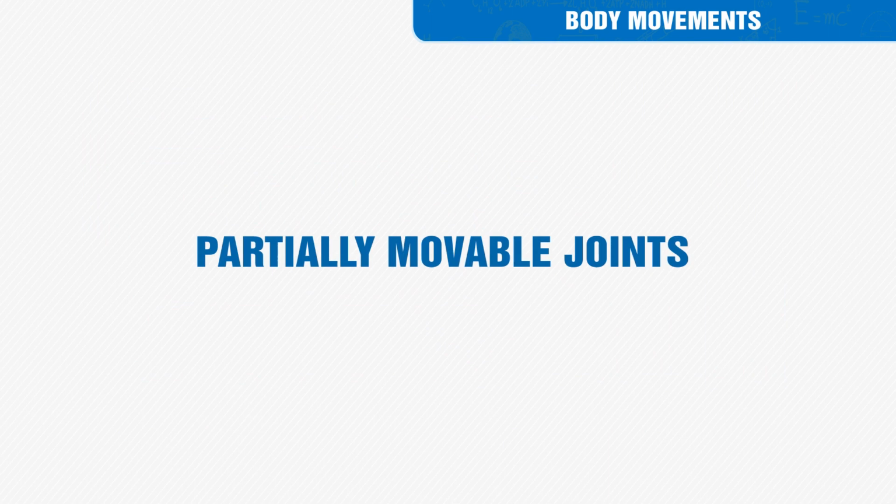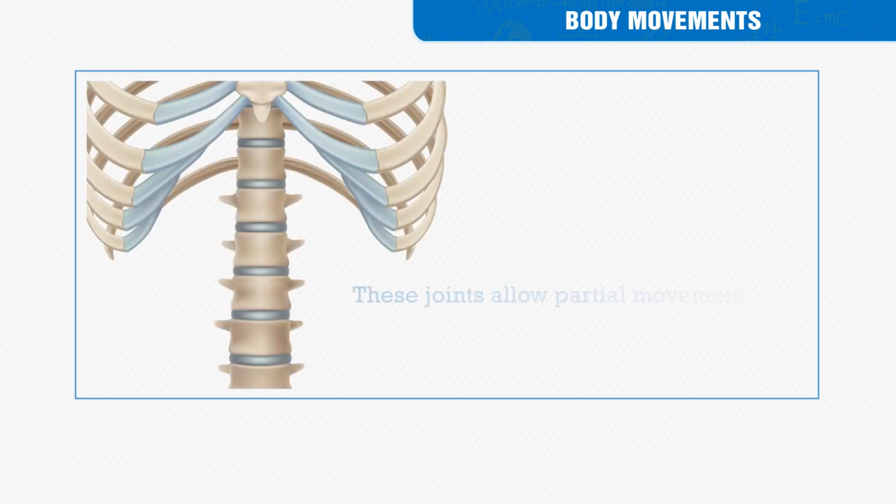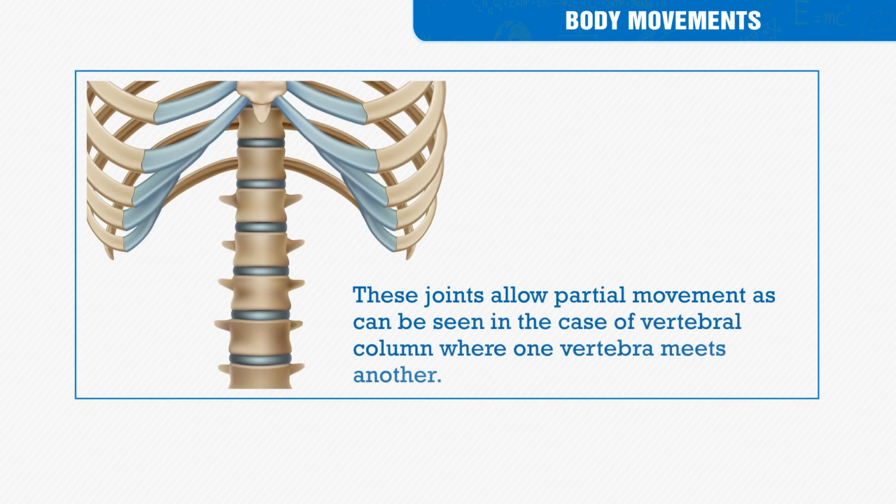Partially movable joints. These joints allow partial movement, as can be seen in the case of the vertebral column, where one vertebra meets another.